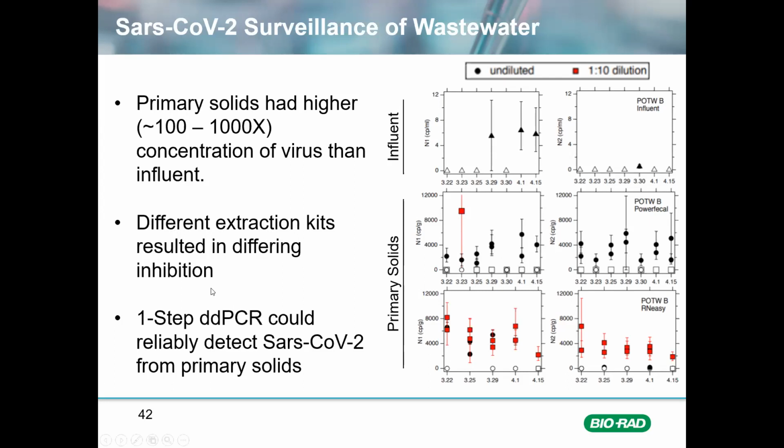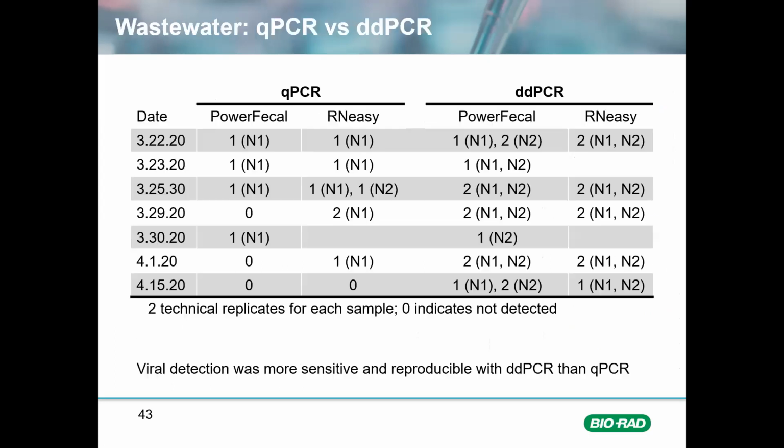Ultimately, though, they go on to conclude from this, and they didn't show qPCR data here, but they go on to show that one-step ddPCR was much more reliable at detecting SARS-CoV-2 in primary solids than qPCR, and that is highlighted here. So not going to go through each one of these, but here are your individual dates comparing qPCR to ddPCR for solids, whether or not the RNA was isolated using a PowerFecal or RNeasy kit.